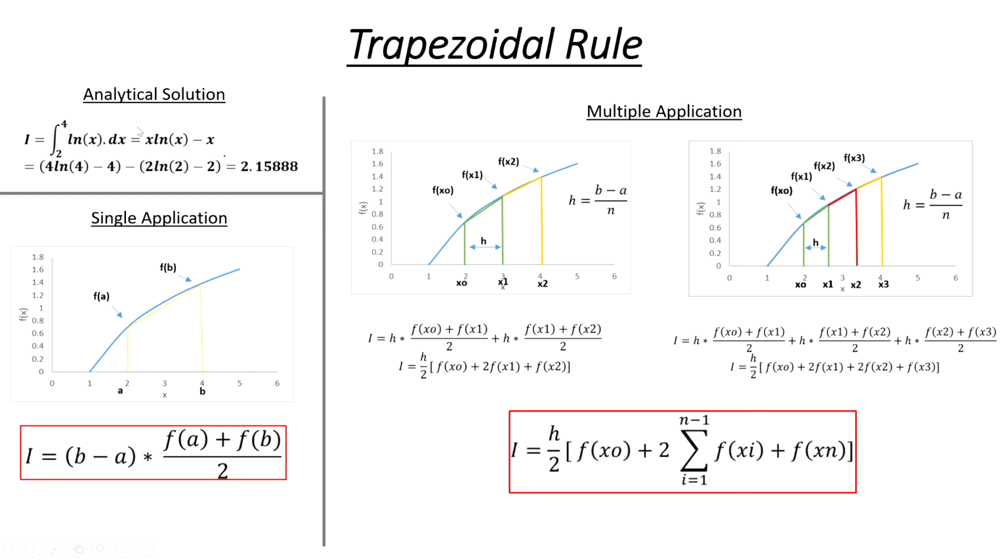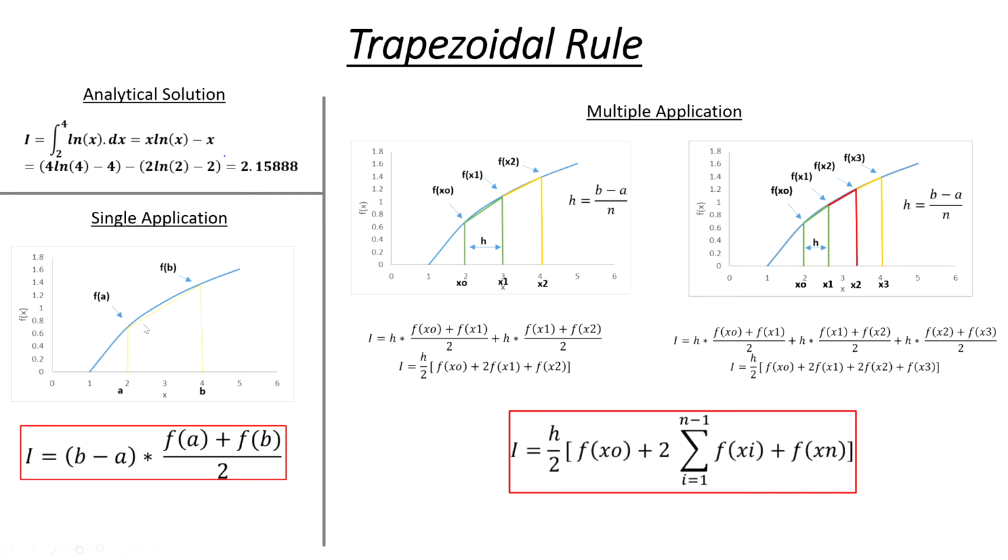So if you look at the top left here, the analytical solution, we're going to be dealing with the function ln of x, and we're going to be finding the area from 2 to 4. For this particular function, the integration rule that you would use is integration by parts. When you apply this, you're going to get x ln of x minus x. And when you evaluate it between 2 and 4, you'll get an area of 2.15888. And this is going to be our barometer in later lessons of the accuracy of the numerical integration rules. So how does the trapezoidal rule work?